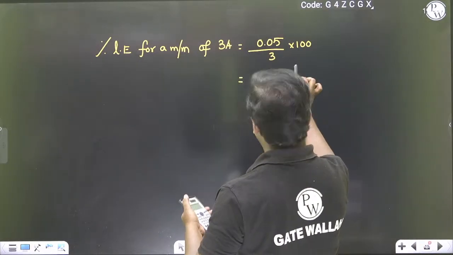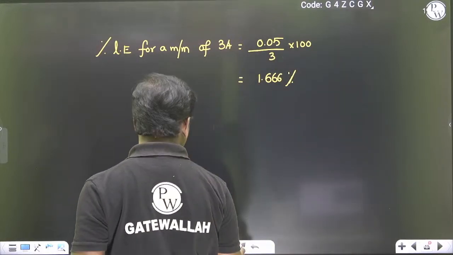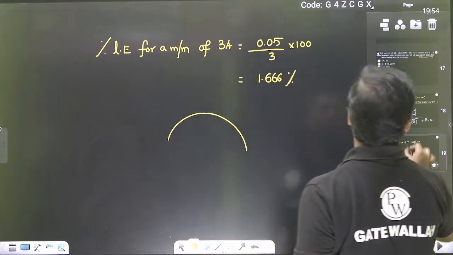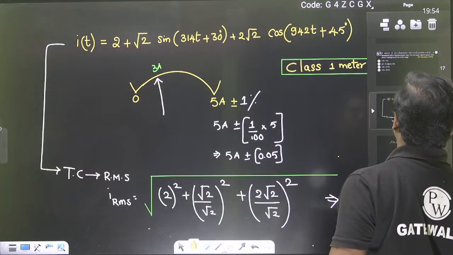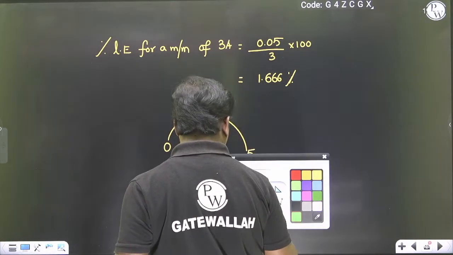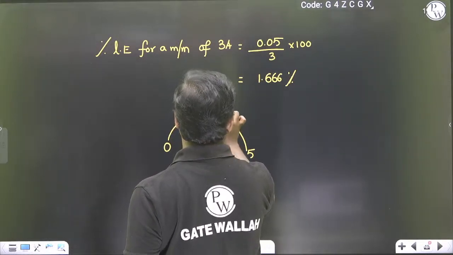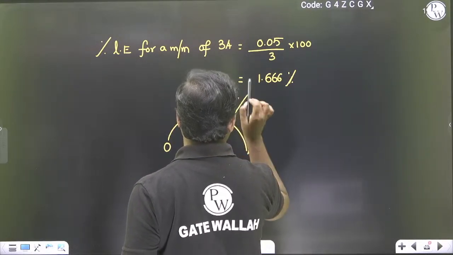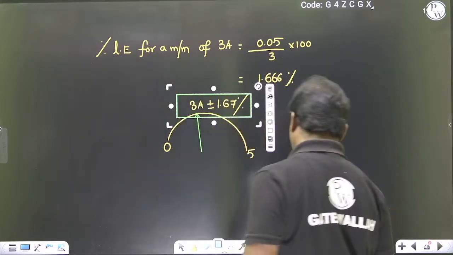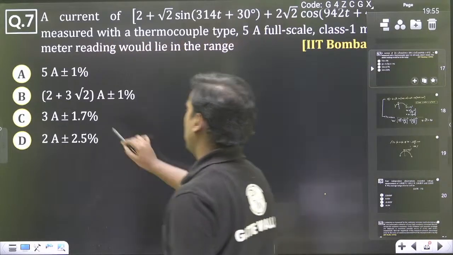0.666%. That means the answer will be what? The measurement will be what? So if you check this, this is 0 to 5 amperes, and 3 amperes will come in between. So in between, our measurement is 3 amperes. The answer is plus or minus 1.67%. So this is the right answer. Check it. Is it matching with the options given? Yes, 3 amperes plus or minus.